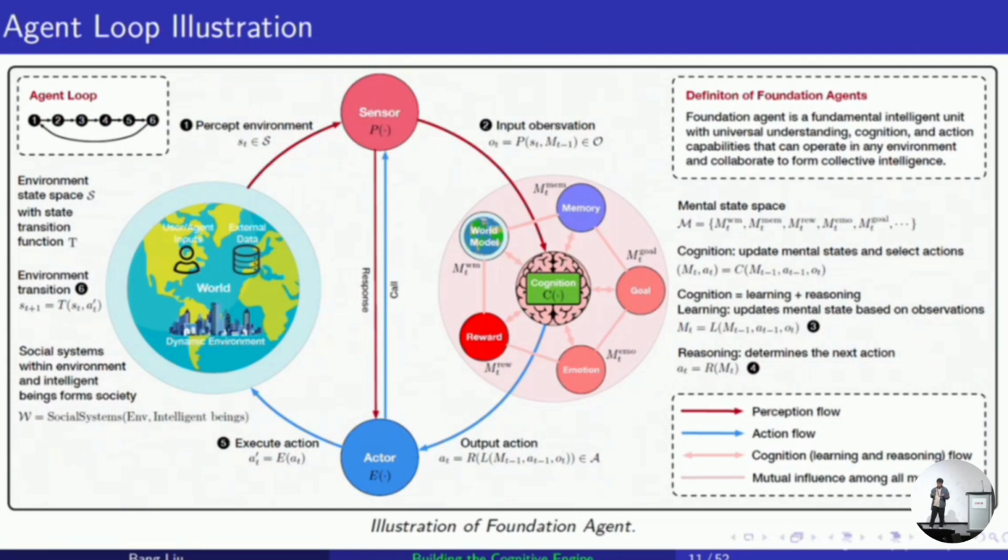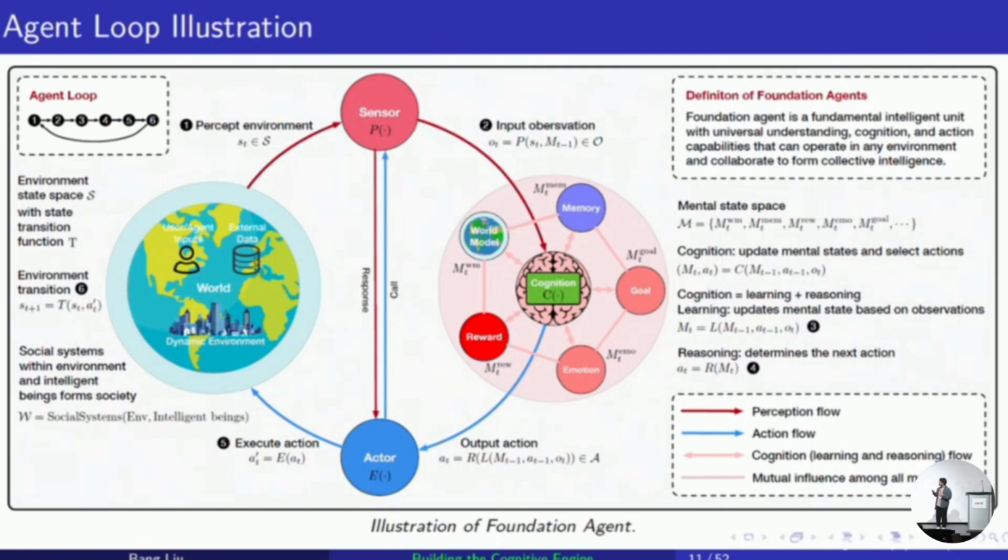So, world model to predict the future, memory to store experience and retrieve information, and reward, emotion, goal, and so on, to motivate the agents. So basically, based on it, we define the cognitive process. Let's say if you have these mental states, we consider what is cognition.